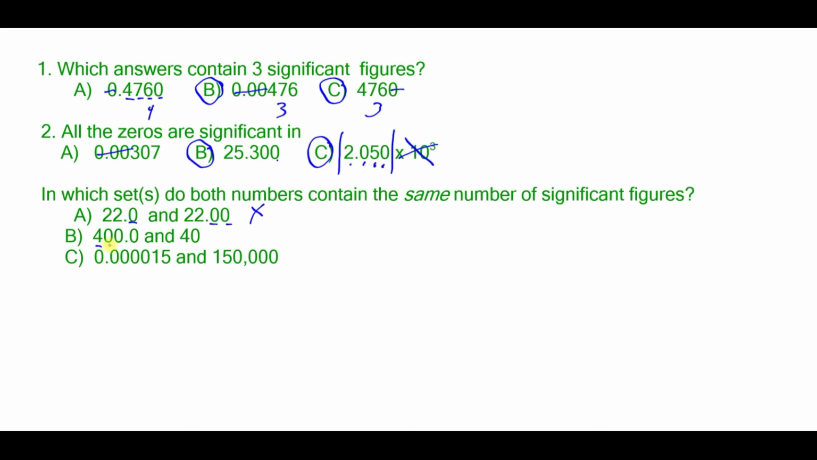B, I have 400.0. The 4 is significant. The trailing zeros are significant because there is a decimal point. 40, the 4 is significant, but the trailing 0 is not because there's not a decimal point, so that one's not. All right, so C, if I look at this first value, leading zeros are not significant, so I have 2 significant figures. Our second number, I have 2 significant figures, and I have trailing zeros. There is not a decimal place, so those are not significant. So both of these values have 2 significant figures.